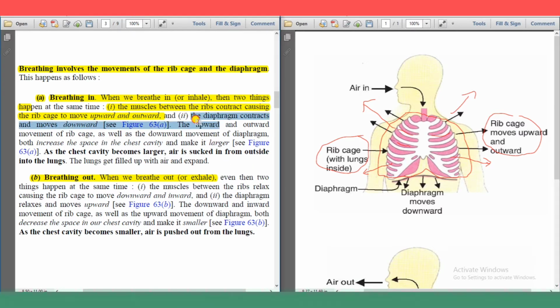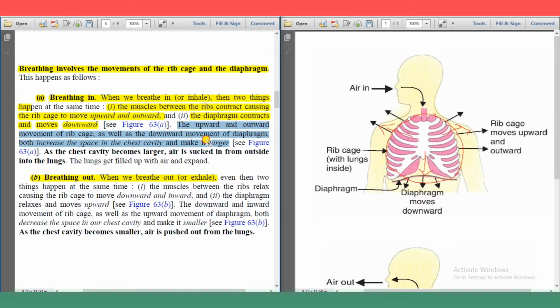At the same time, the diaphragm contracts and moves downward. You can see here the diaphragm is contracting and moving downward. Together, the upward and outward movement of the ribcage along with the downward movement of the diaphragm increases the space in the chest cavity and makes the chest cavity larger. Now, as the chest cavity becomes larger, we can suck the air from the atmosphere into our lungs very easily.